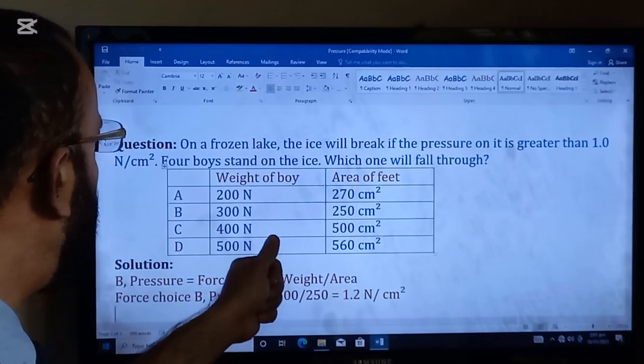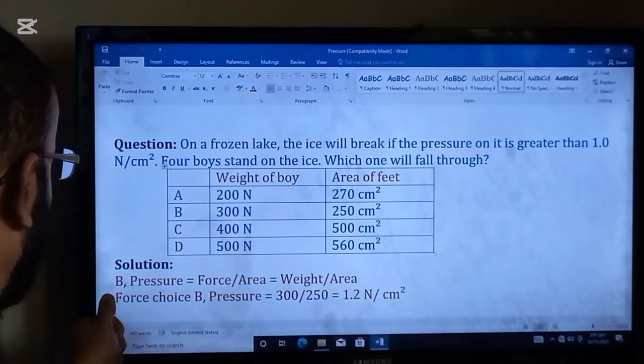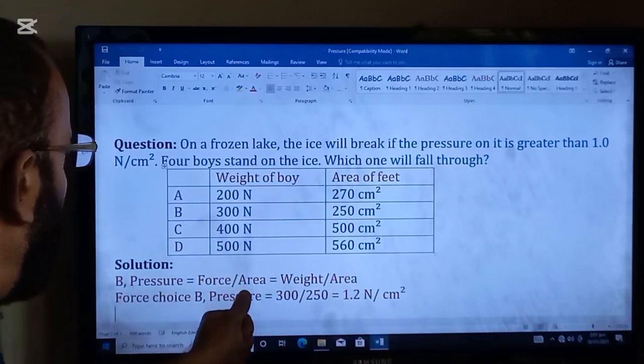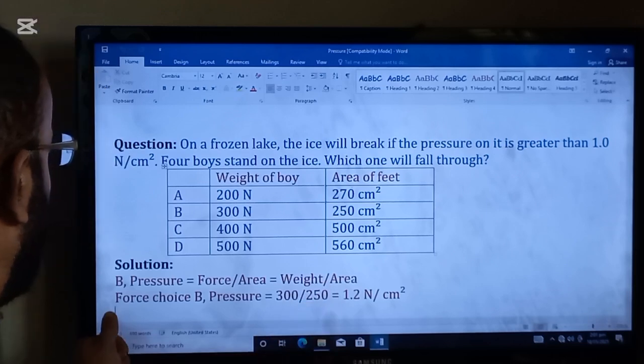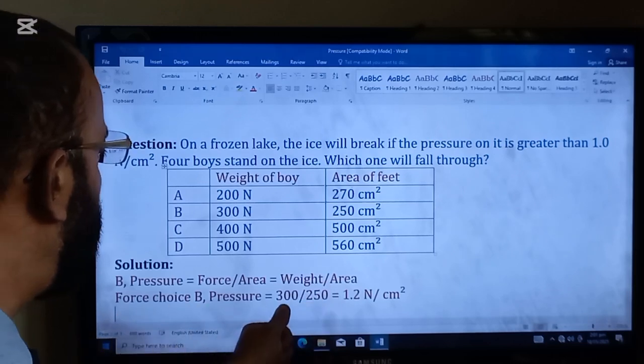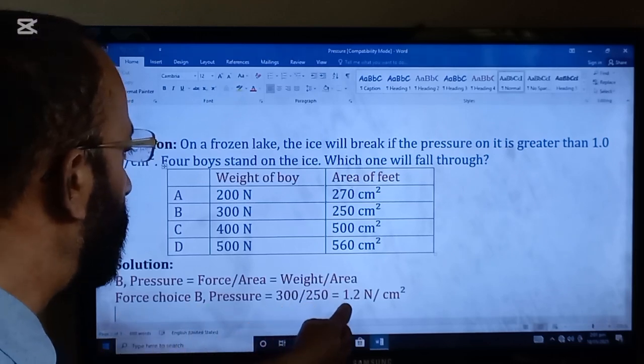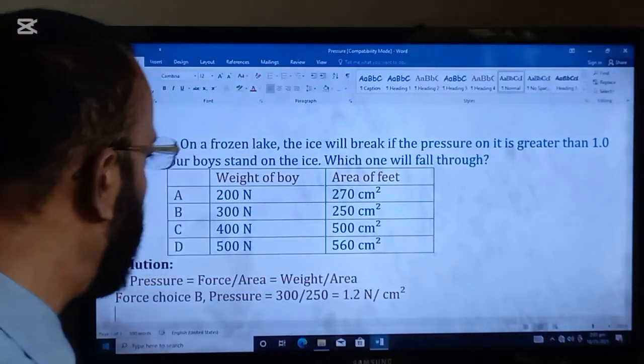So person B will fall into the lake. Pressure is equal to force over area, that is weight over area. For choice B, pressure is 300 over 250. The answer is 1.2, that is more than 1.